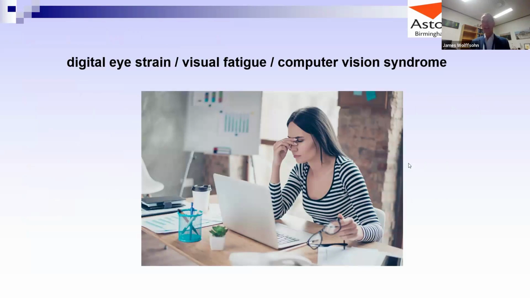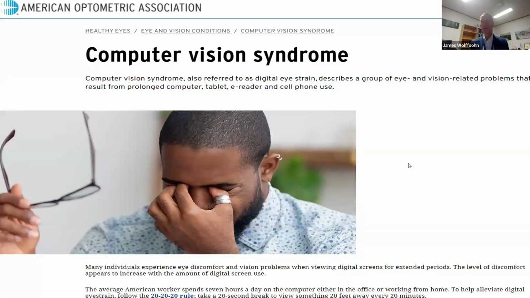So first of all, where do we get the definition from? Well, the current definition comes from the American Optometric Association, on their website, which has been much quoted. Computer vision syndrome, also referred to as digital eye strain, describes a group of eye and vision related problems that have resulted from prolonged computer, tablet and cell phone use. So essentially it is this sort of discomfort that people get from a digital environment. But of course, when we're defining something, we need to be really careful in what we do.